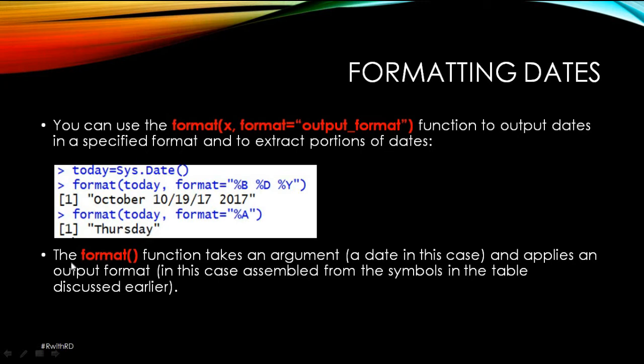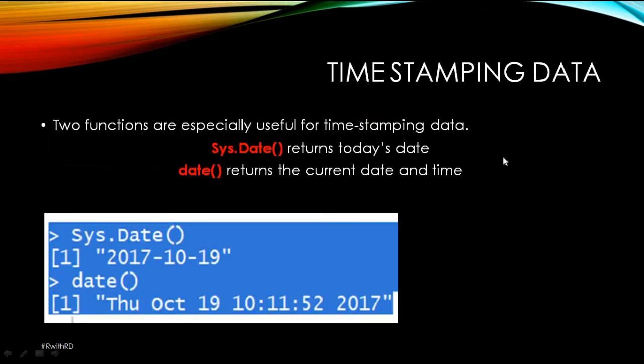Now the format function takes an argument, a date in this case. It just takes a date and applies an output format, in this case assembled from the symbols in the table discussed earlier. Now let us say two functions are especially useful for timestamping data.